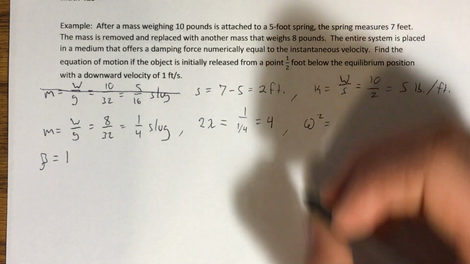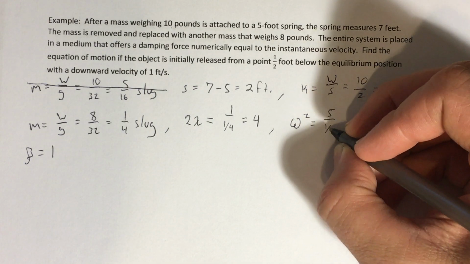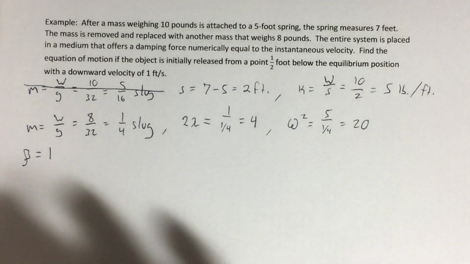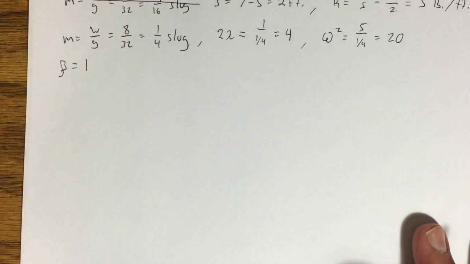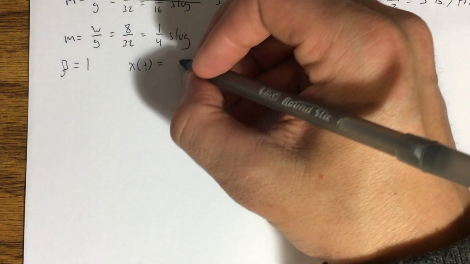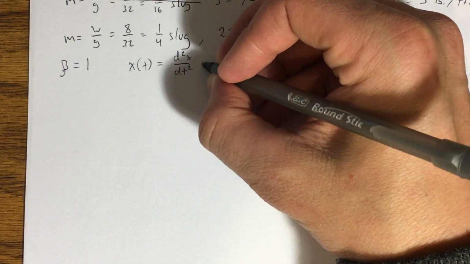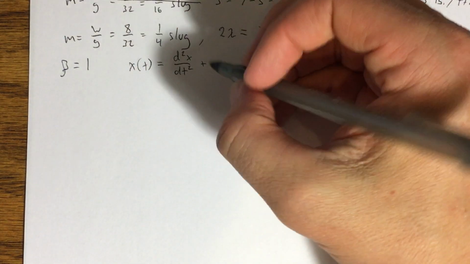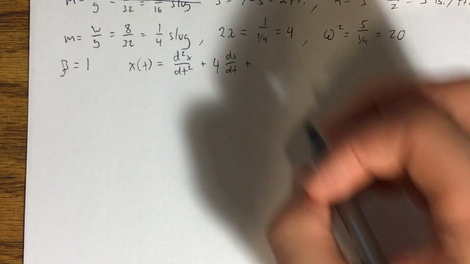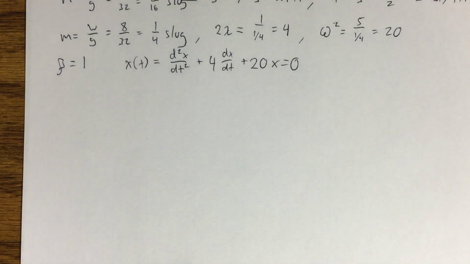Omega squared equals k over m. That's 5 over 1/4, which is equal to 20. Okay, so these quantities are going to be used in my differential equation. That means I have the second derivative of x with respect to t plus 2 lambda, which is 4, dx dt, plus omega squared, which is 20, x equals 0.